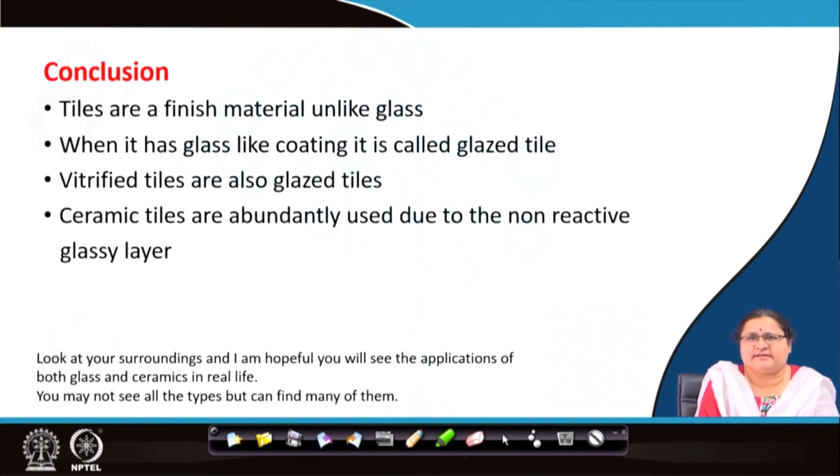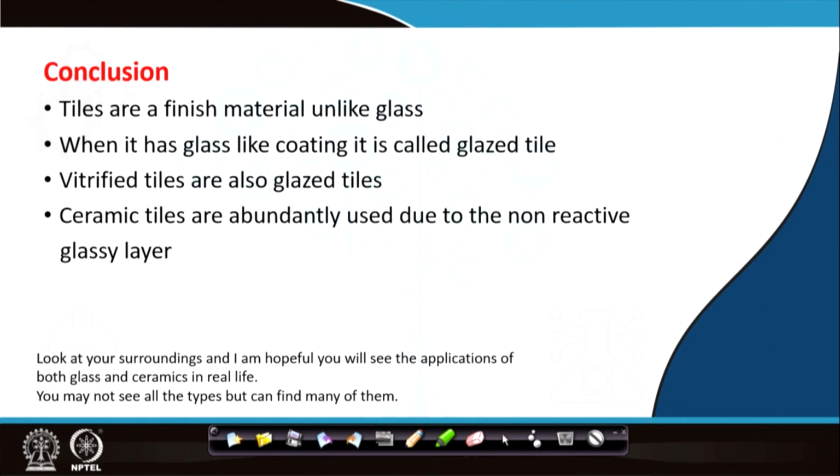So, we can conclude this module by saying that tiles are a finished material unlike glass. When it has a glass-like coating, it is glazed. Vitrified tiles are all glazed tiles. Ceramic tiles are abundantly used due to their non-reactive glassy layer and they are cheap. But yes, vitrified tiles are replacing stones and they give a grand look. But yes, the slip resistance and the ease of movement are to be considered. Water and chemical actions, all these things are to be considered. The kind of traffic is to be considered.